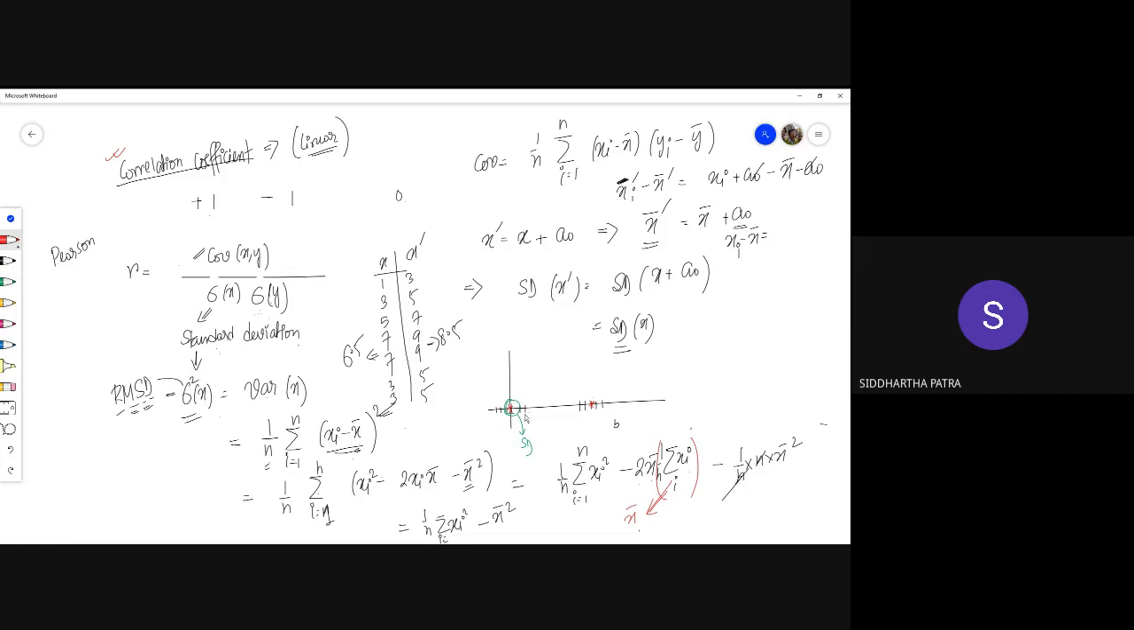If I add 10 to each of the values, then the mean has shifted by 10. Okay, and the deviation from the mean value hasn't changed.